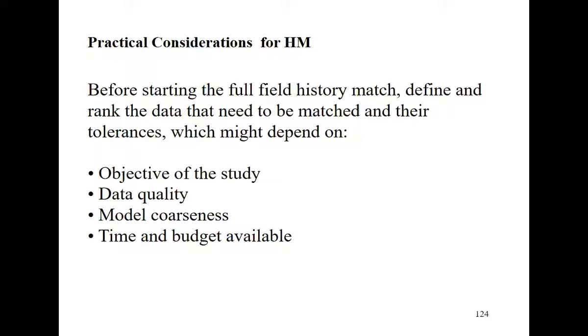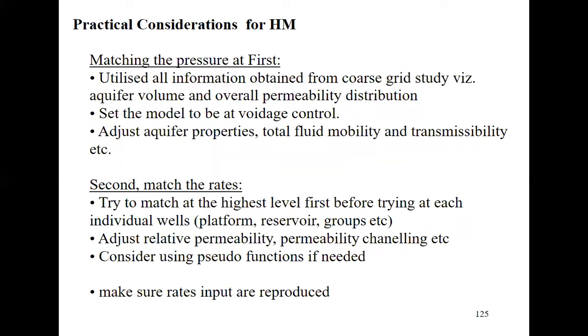We have to quality check our data and our model, and then work to get the best match. As a procedure, we match the pressure first. So utilize all information from the coarse grid versus aquifer, volume, and overall permeability distribution. Set the model to be at voidage control.